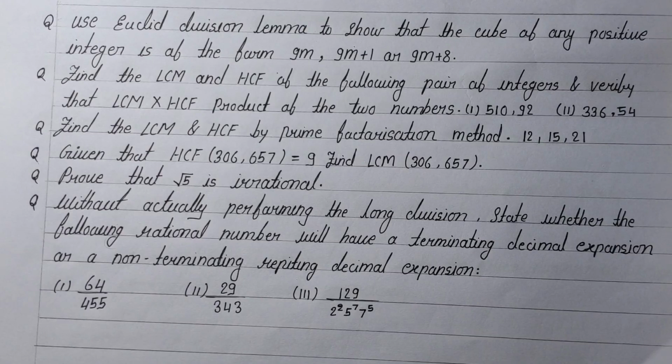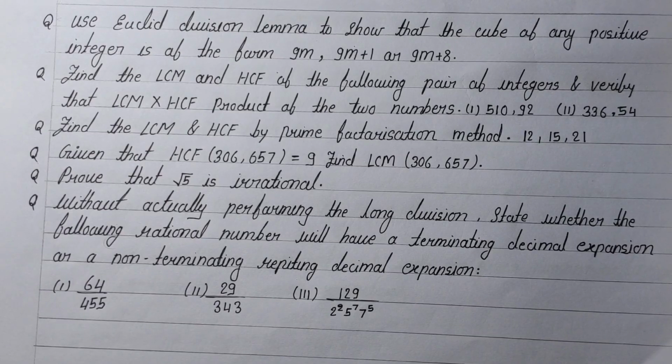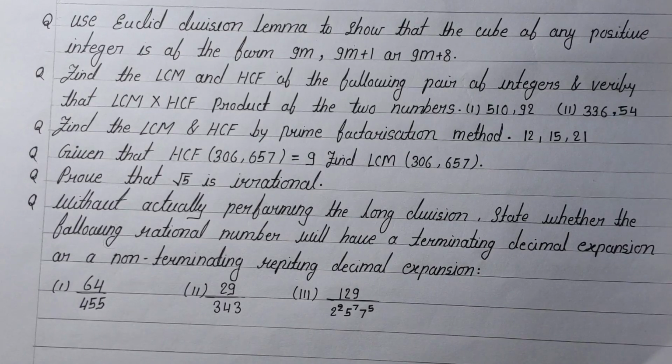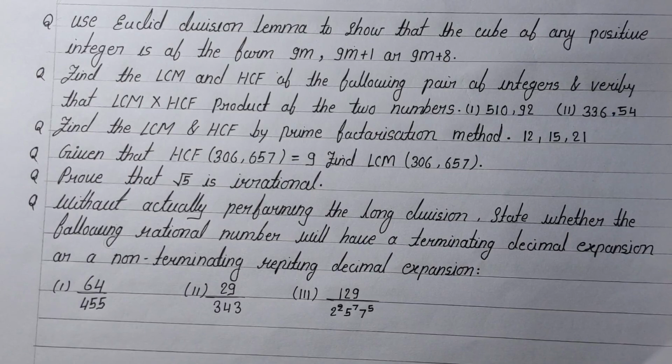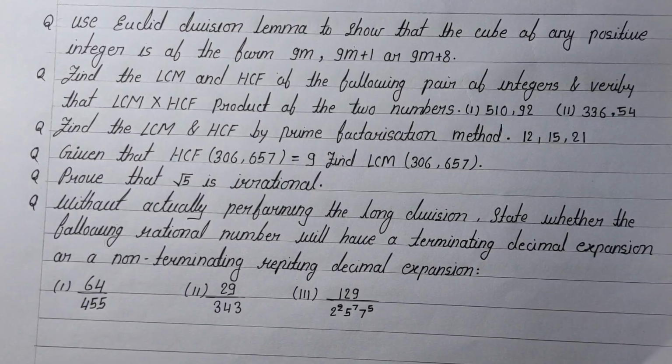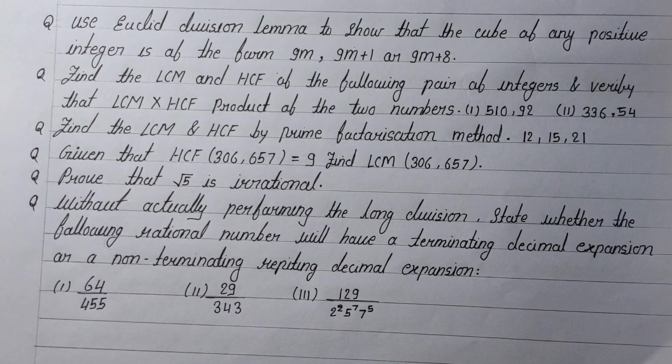Next, find the LCM and HCF of the following pair of integers. Verify that LCM into HCF is the product of the two numbers: first 510 and 92, next 336 and 54. Find the LCM and HCF by the prime factorization method: 12, 15, 21. Next, given that the HCF of 306 and 657 is equal to 9, find the LCM of 306 and 657.